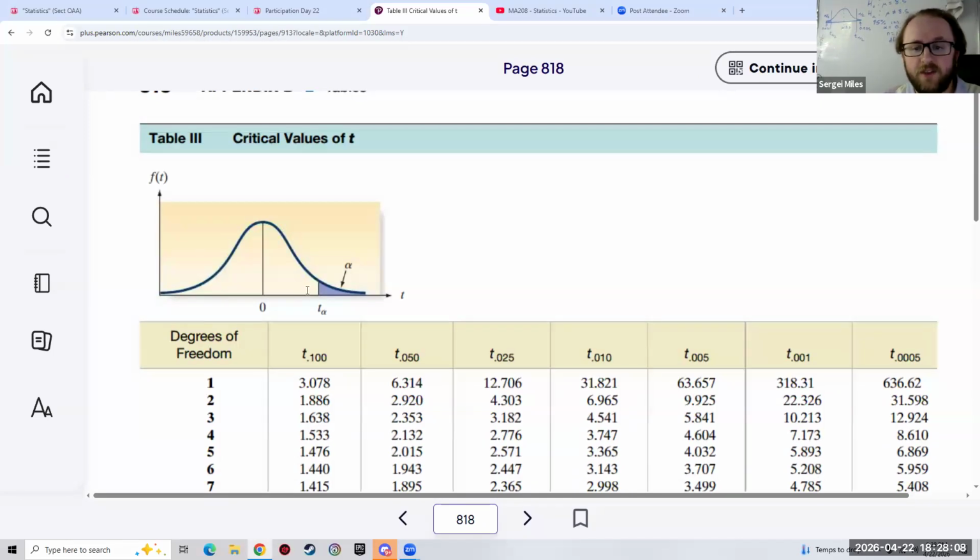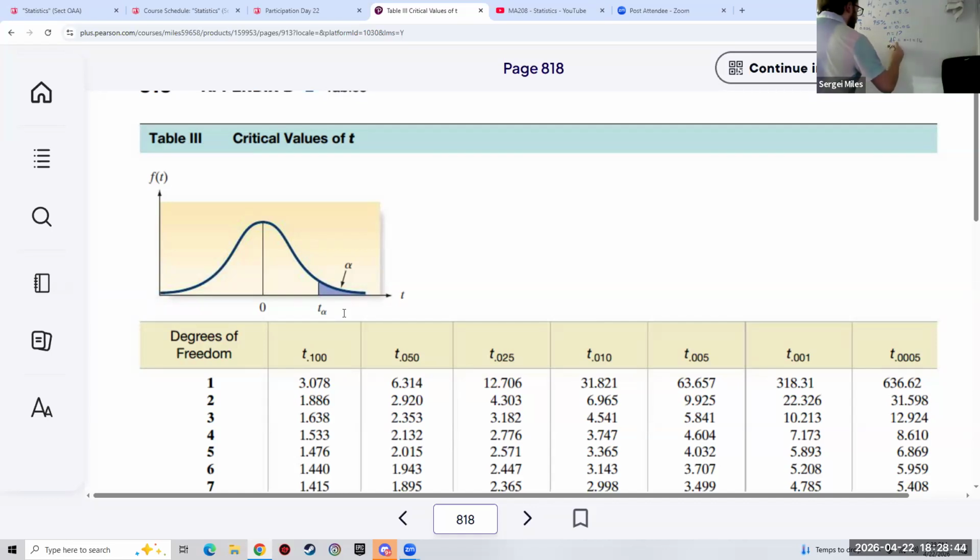Now, this picture is only showing one tail, right? So we have to be careful. Alpha for this question is supposed to be 5%, but my upper tail is not all of alpha by itself. My upper tail is actually alpha over 2. So in this picture, as I'm trying to find t for this upper tail, I have to think about t when I have subscript alpha over 2. All right, so I'm not looking at t alpha. I'm looking at t alpha over 2.